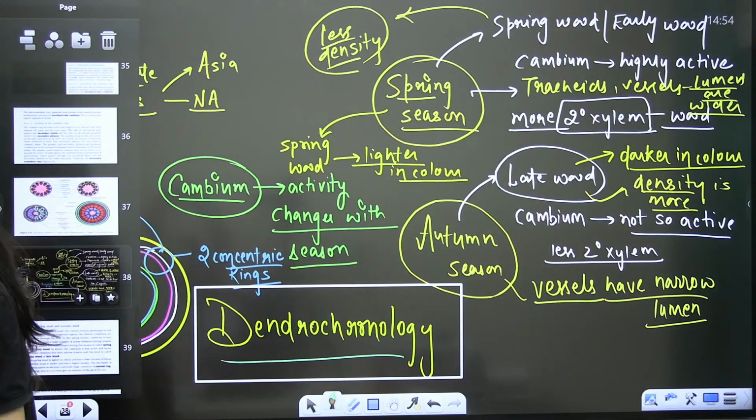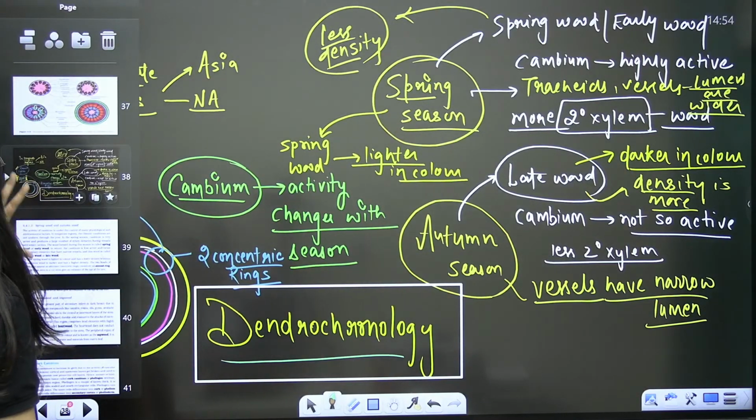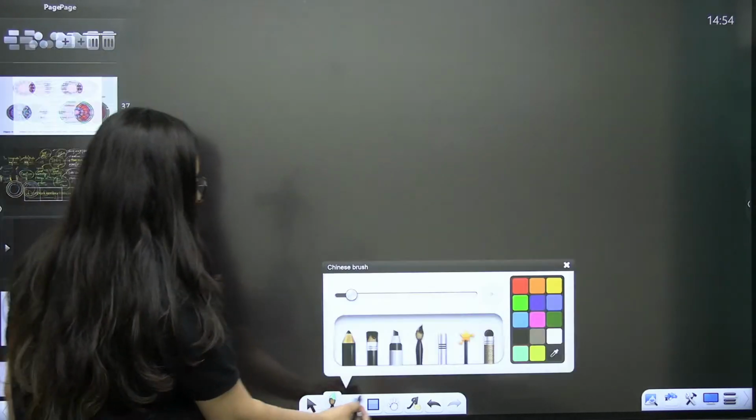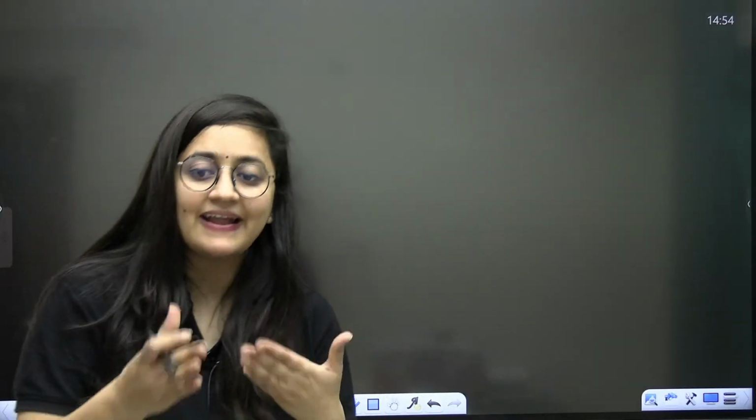Sure. So spring wood, autumn wood, clear? Yes, spring wood, autumn wood, clear. Now you know that this process is not a one-day process. It is going to take years. This secondary growth is not a one-day process. It is going to take years.